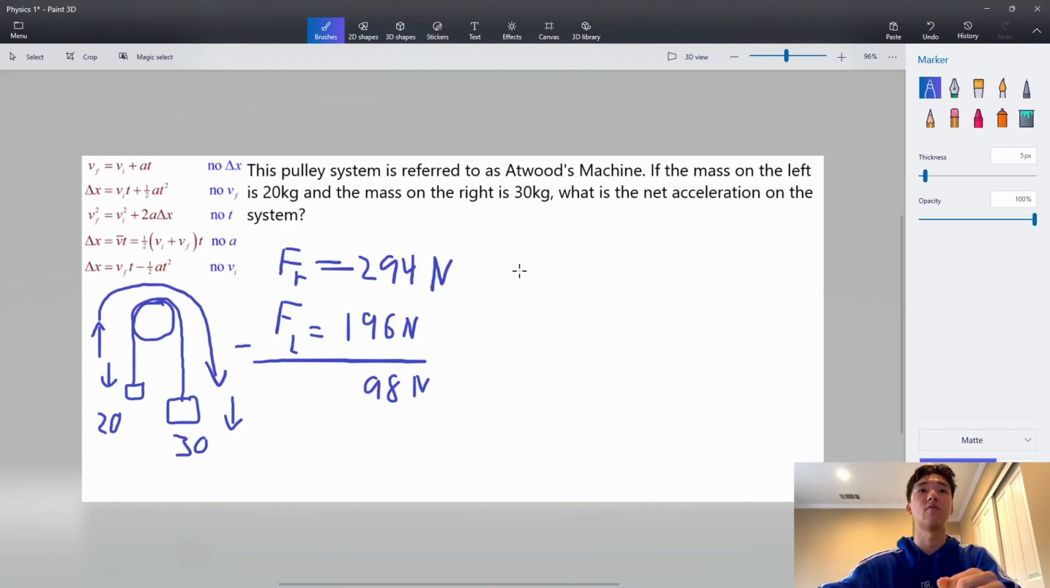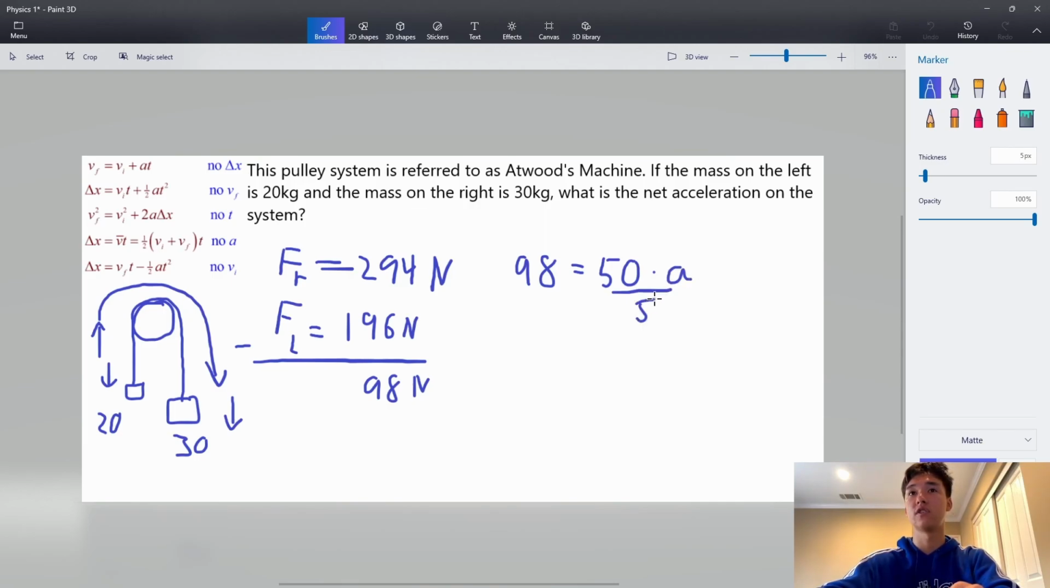We're looking for the net acceleration. So we have our net force, which is equal to mass times net acceleration. Now, what is the total mass? It's going to be 50. There's 50 kilograms moving, right? So this 30 is going down. Just because they're conflicting doesn't mean we don't acknowledge the 20. It's 30 plus the 20, which is 50. So there's 50 kilograms in total in this pulley system, multiplied by our net acceleration.